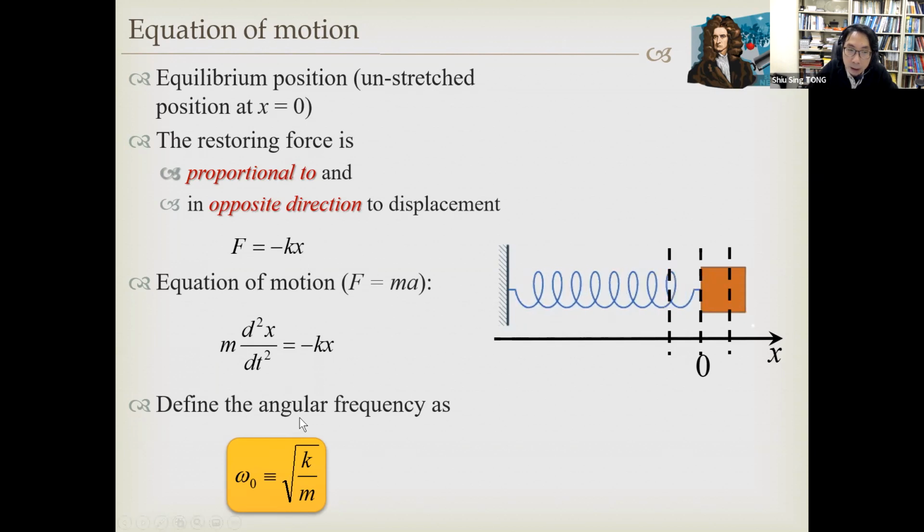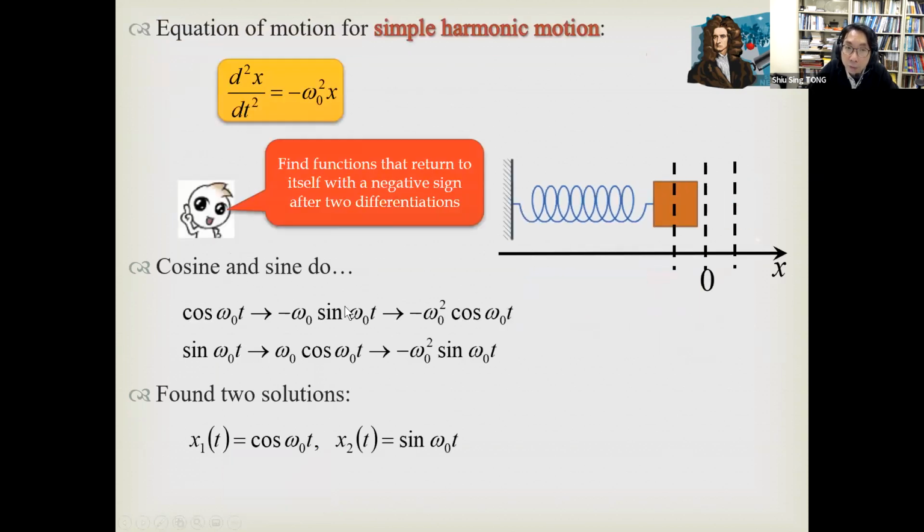Now, for simplicity, we define the angular frequency. We define omega naught to be square root of k over m. Don't ask me why we define it like this; we will eventually find that omega naught corresponds to the angular frequency. So let's define it as the square root of k over m. With this definition, we move the m to the right-hand side, and k over m is omega naught squared.